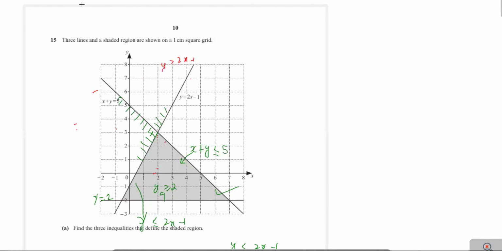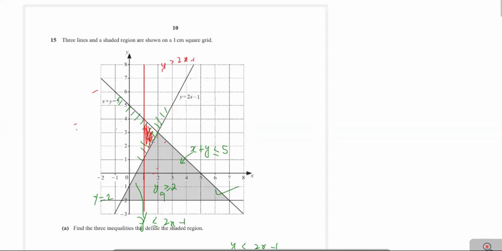We mark the line firstly. We mark the line here, x is equal to 1. This line x equals 1 is parallel to the y-axis, and this is the line we mark here. The shaded region will be here. This is the shaded region.